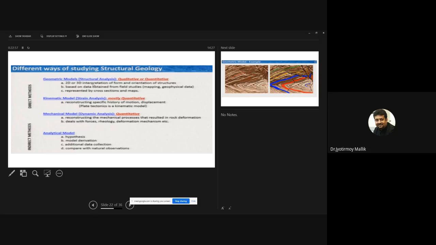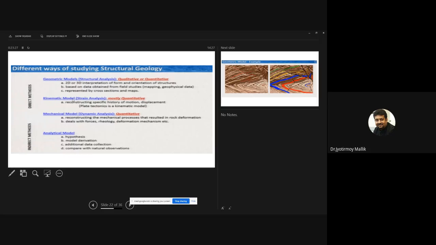So geometrical models, this is what we also call structural analysis or geometrical analysis. This can be qualitative or quantitative. So a 2D or 3D interpretation of form, orientation of the structure, based on the data obtained from field structure, mapping, and geophysical data represented by cross sections and maps. Okay, we will see what I mean by that.